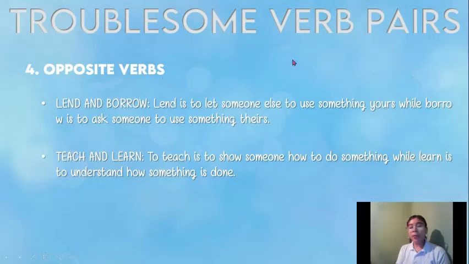And we have the opposite verbs. The opposite verbs are pretty interesting because they may seem similar in the context you're using them, but they're actually not the same in writing, or they do not sound similar. They're not homophones. So we have lend and borrow. Lend is to let someone else use something of yours. For example, if you lend a pencil to your sister, you're giving permission to your sister to use that pencil.